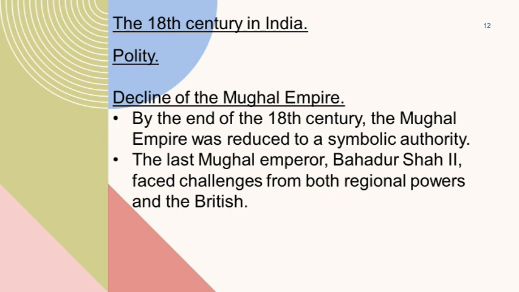Decline of the Mughal Empire. By the end of the 18th century, the Mughal Empire was reduced to a symbolic authority. The last Mughal emperor, Bahadur Shah II, faced challenges from both regional powers and the British.